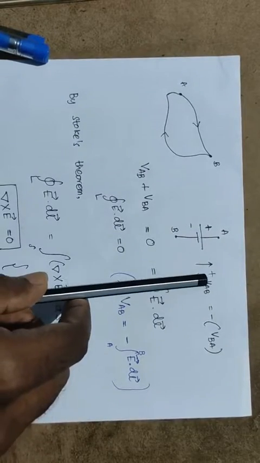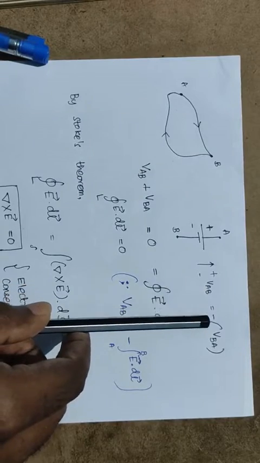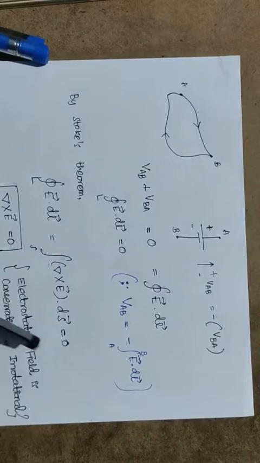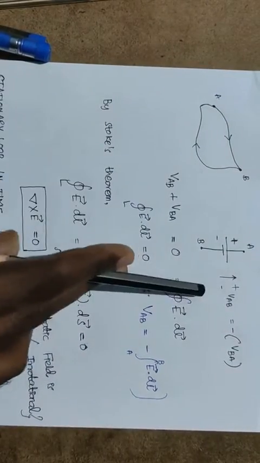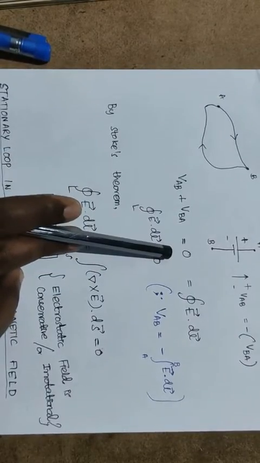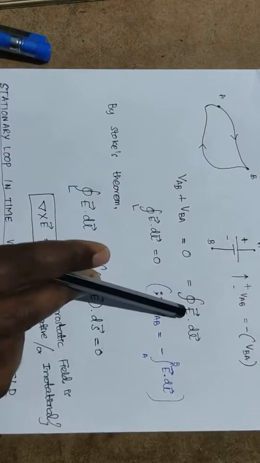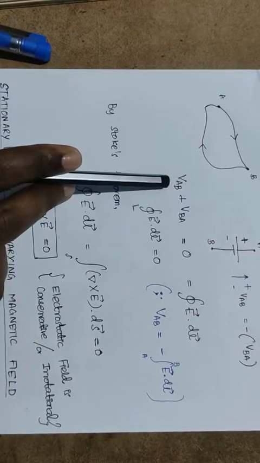Potential of A with respect to B is equal to negative of potential of B with respect to A. This is a simple circuits concept only. So from both we get that VAB plus VBA equal to 0, that is, closed integral of E dot dl equal to 0. This is actually a simple derivation from EMF.